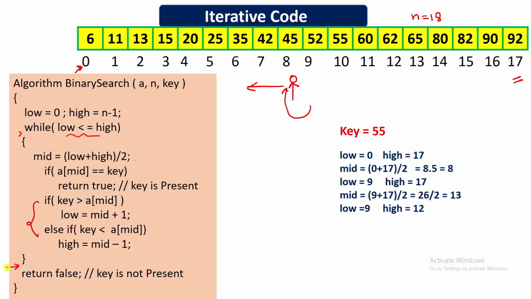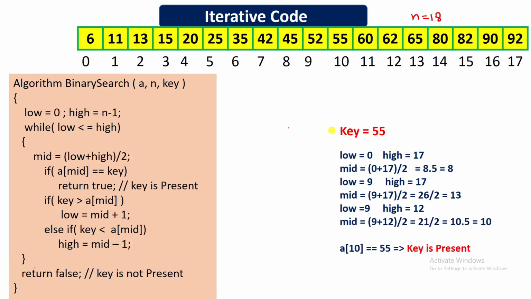So if I am coming here, that means I have not encountered this statement, and that condition was never true. That means my element was not present in this sorted array. That means I have come here, so simply return false, meaning key is not present.